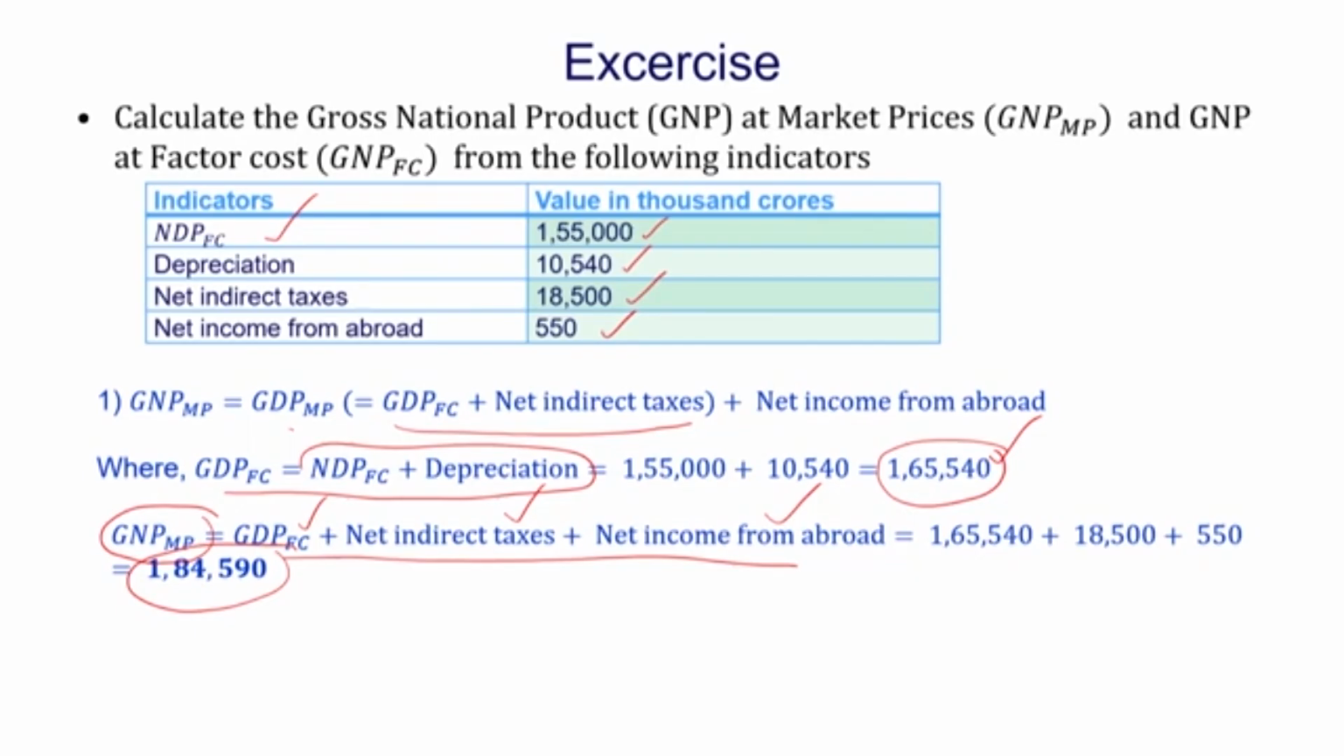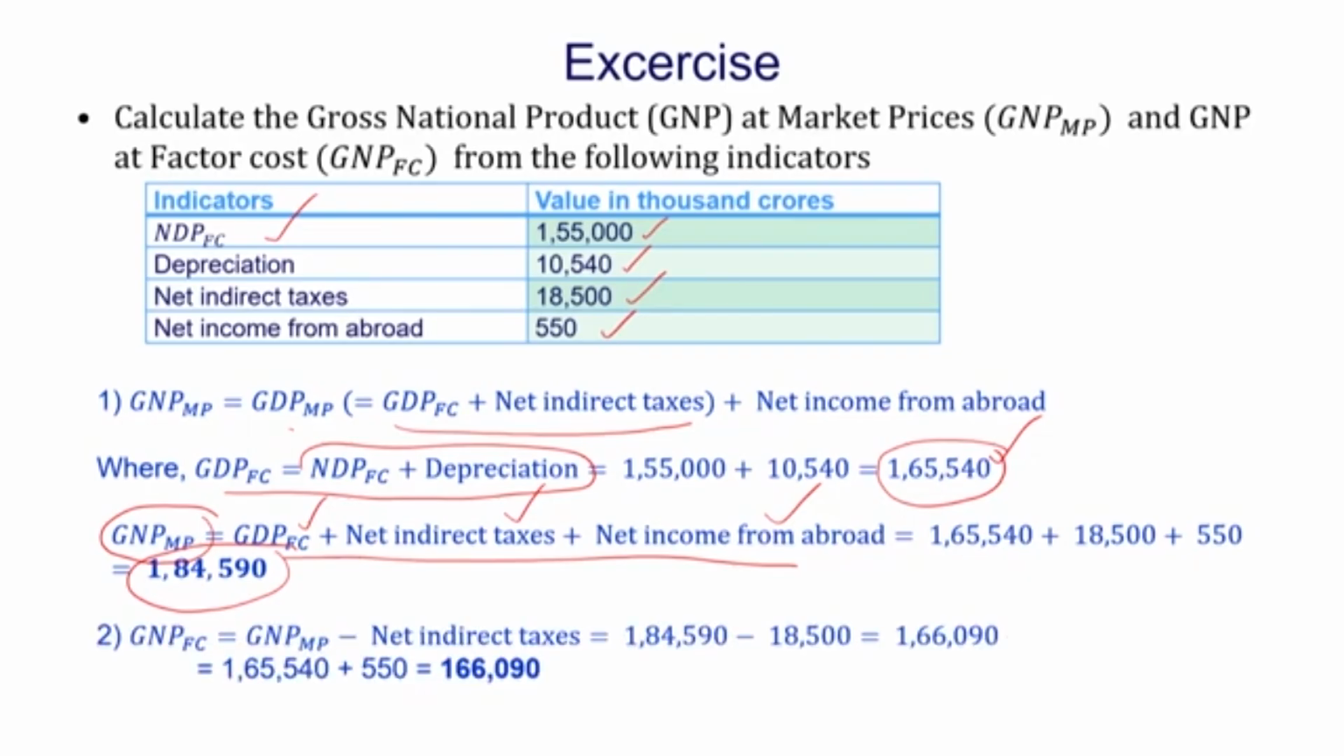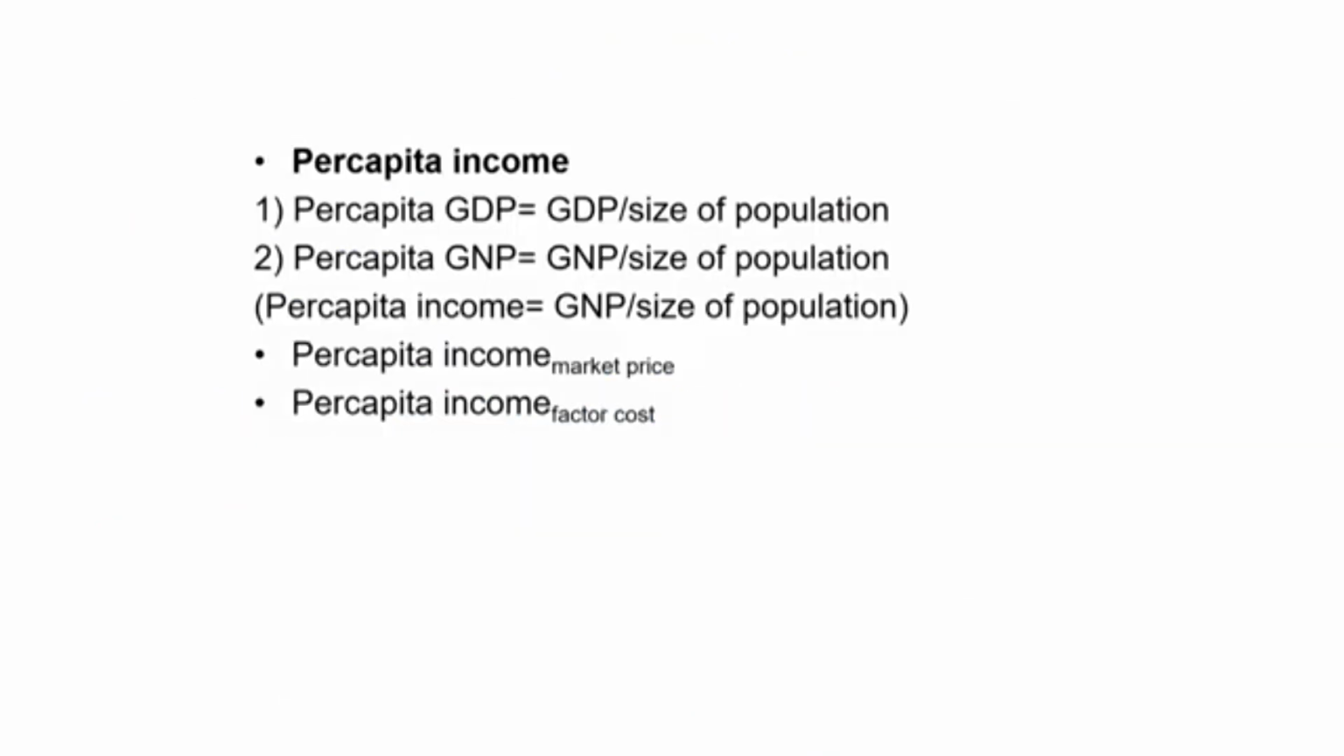Let's now move to GNP at factor cost. GNP at factor cost means GNP at market price minus net indirect taxes. We already calculated GNP at market price here, so you subtract net indirect tax from it, and finally you are going to get this value, which is correct.